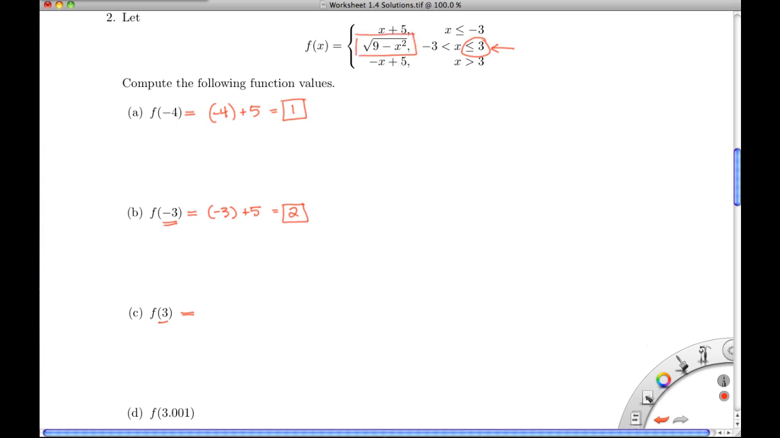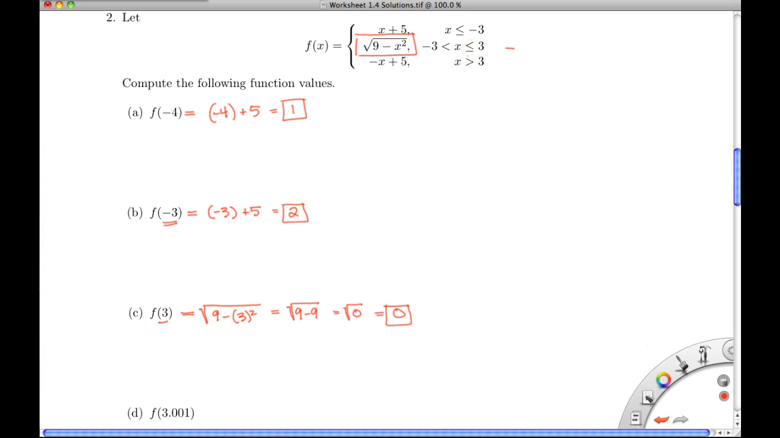with for part C. So we're going to go ahead and take the square root of 9 minus, and we're going to plug in our x value, which in this case is 3, squared. And that is going to give us the square root of 9 minus 9, which will just be the square root of 0. And we can definitely take the square root of 0. It's just equal to 0.